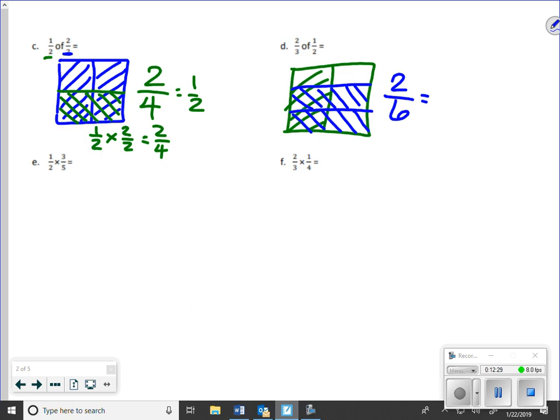Aaron, stop drawing. Because this can be simplified by 2 and this can be simplified by 2. What you do to the bottom, you do to the top. 2 times 1 is 2. 3 times 2 is 6. 2/6, same thing as 1/3.